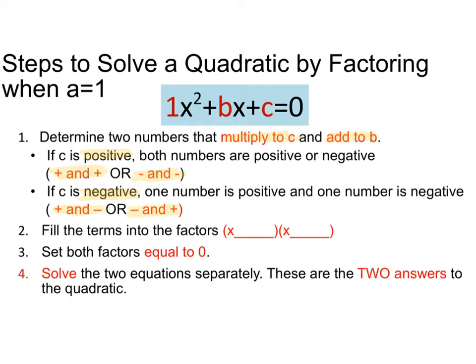Then you're going to fill the terms into the factors. So it'll be x fill in the blank and x fill in the blank like we've done before. And then the new part is that you're going to set both of these factors equal to 0 and solve the equation separately, giving you two answers. So we're building upon what we've already done with factoring quadratics to now solve to get an answer.